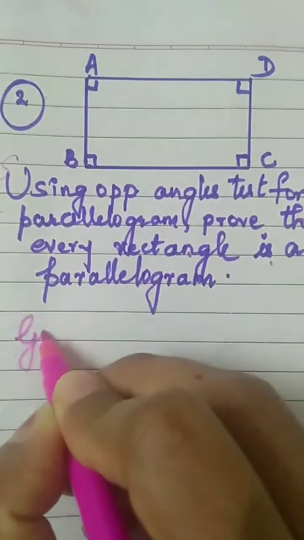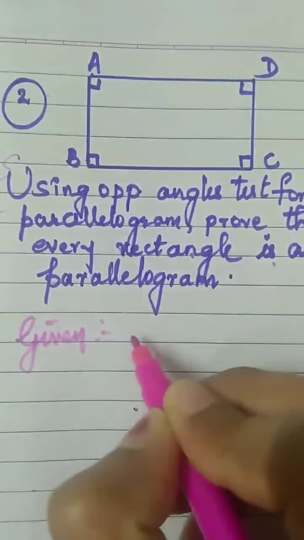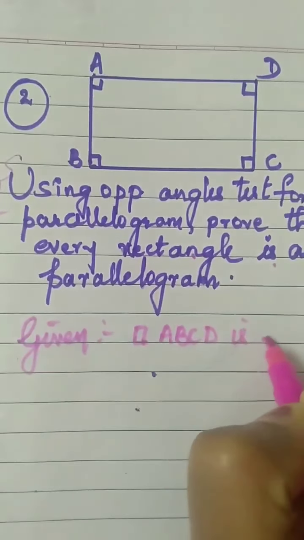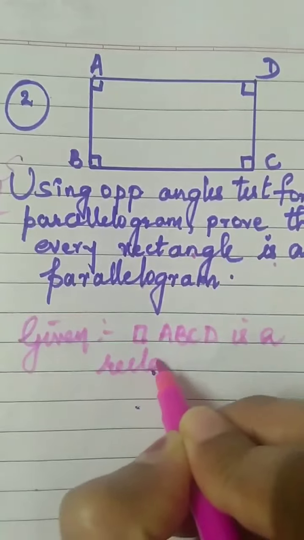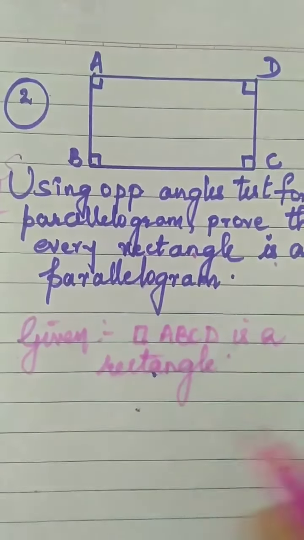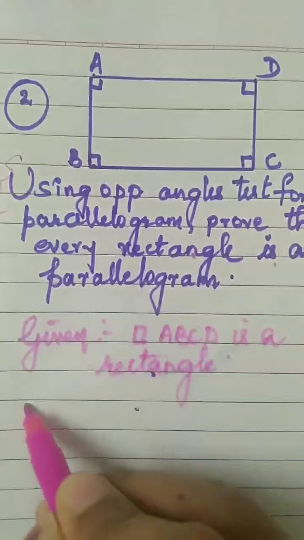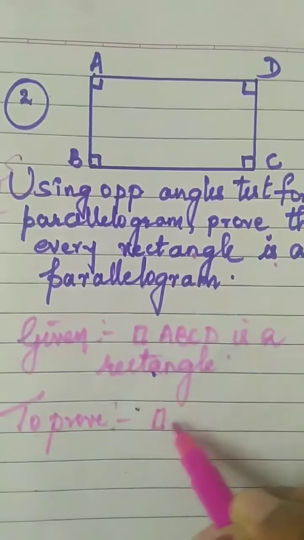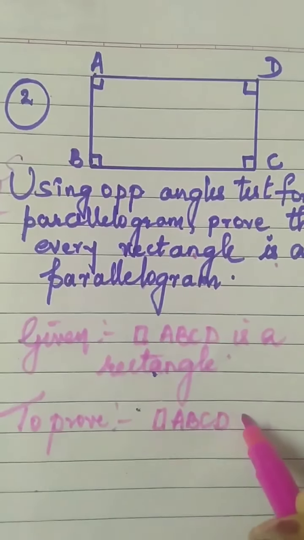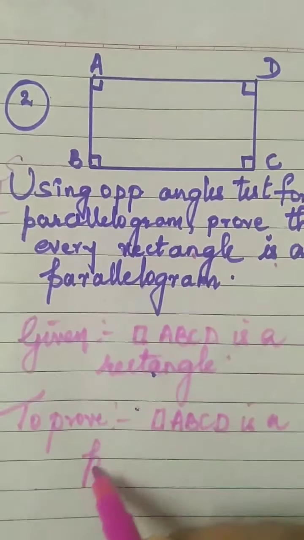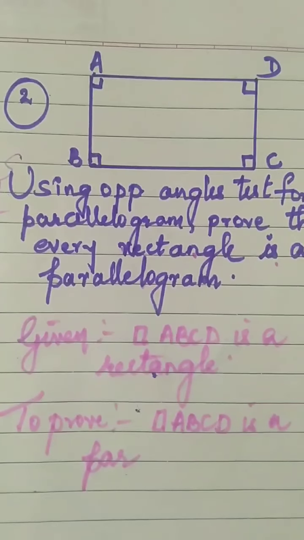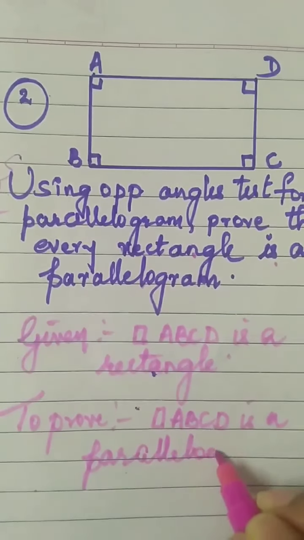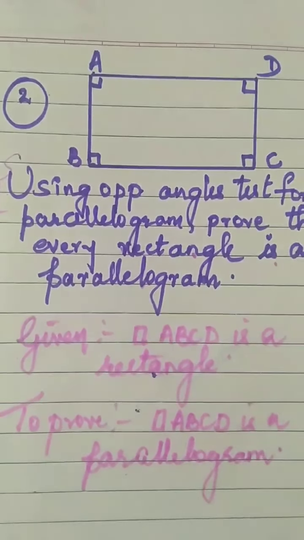So, we will write given: quadrilateral ABCD is a rectangle. Okay, rectangle is given, and we have to prove that it is a parallelogram. To prove, we have to prove that quadrilateral ABCD is a parallelogram. It is a rectangle. Now we have to prove that it is a parallelogram. And they have given the clue also.